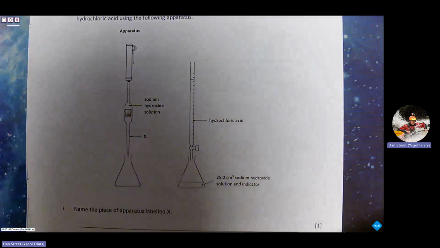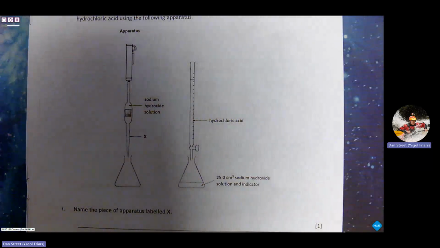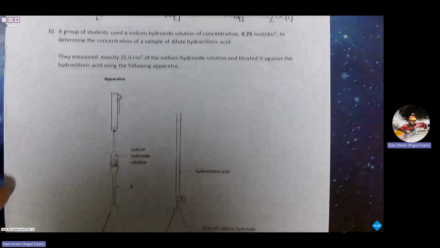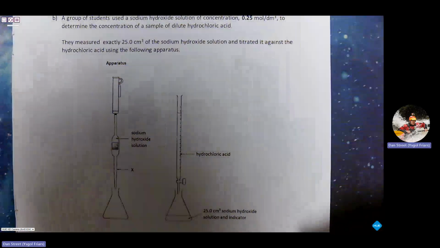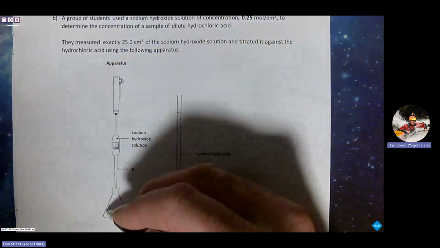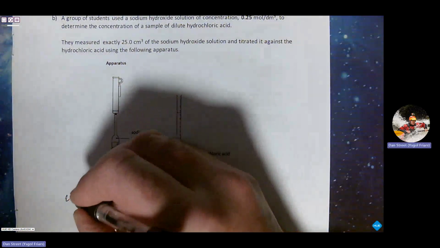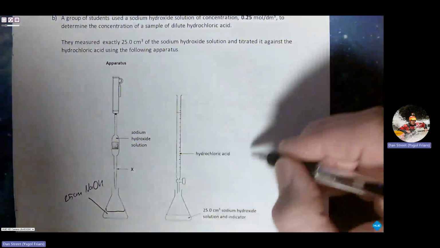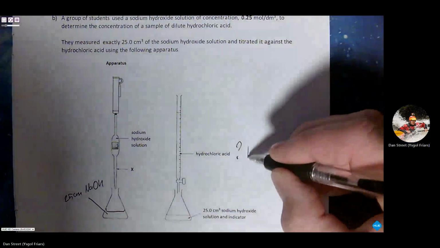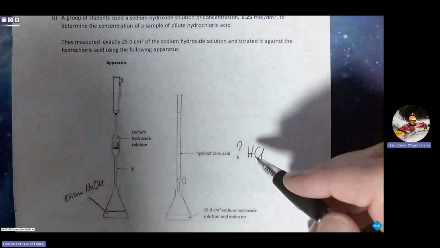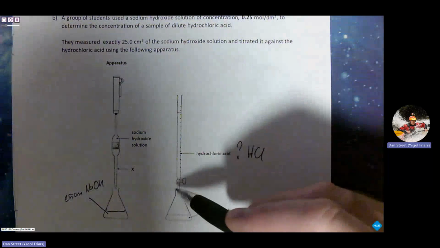Okay, a group of students uses a sodium hydroxide solution of concentration 0.25 moles per decimeter cubed to determine the concentration of a sample of dilute hydrochloric acid. They measured exactly 25 centimeters cubed of sodium hydroxide solution and titrated it against hydrochloric acid using the following apparatus. Okay, so in here we're going to have 25 ml of sodium hydroxide, and in here we're going to use this to measure a mystery volume of HCl, and by doing a bit of maths we can work out the concentration of the acid.